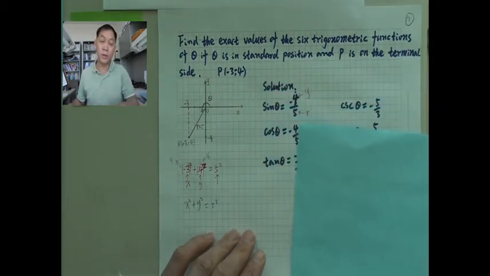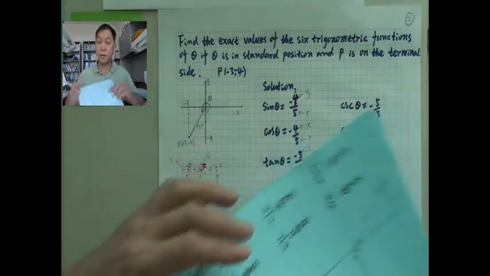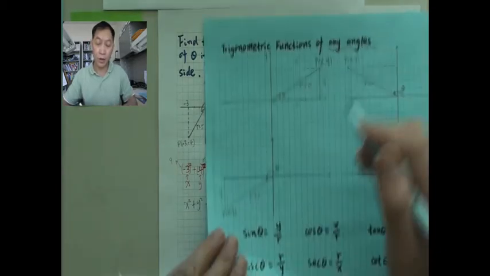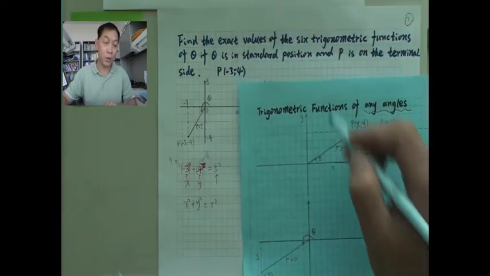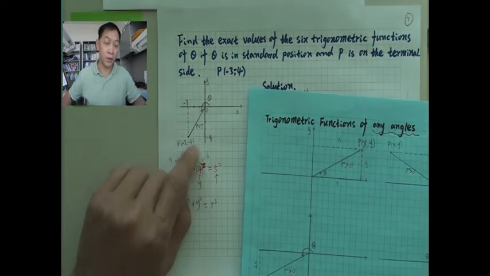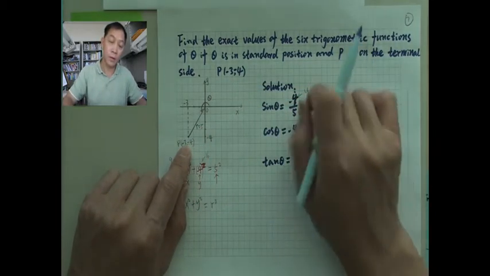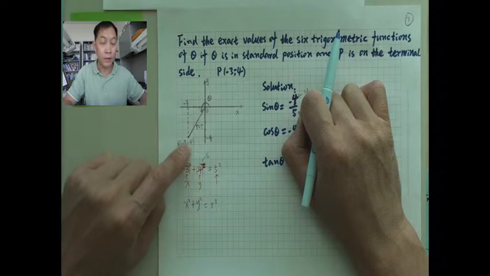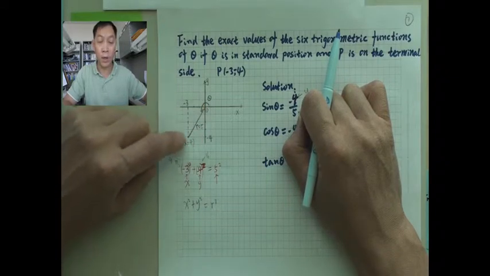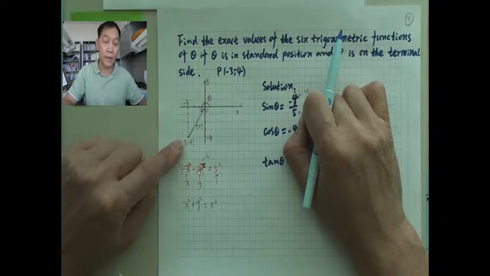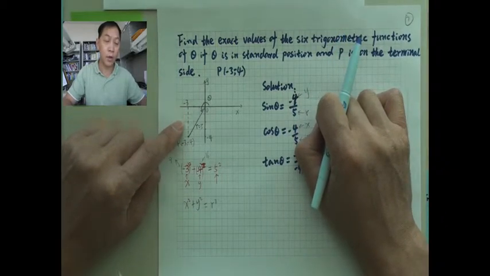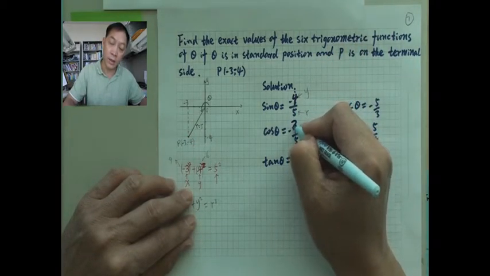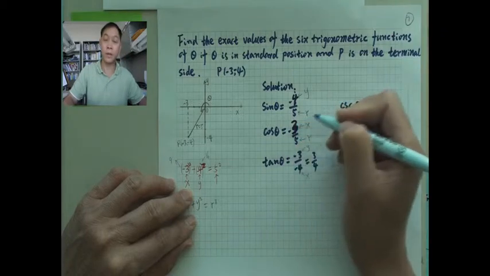Now go back. Sine is always y over r. And what is our y? Y in our case is -4. So okay? So this is -4 over r. Cosine then is x over r. So instead of -4, here is -3.